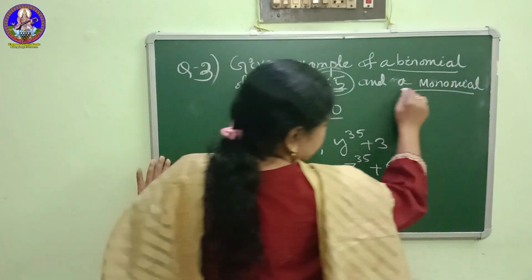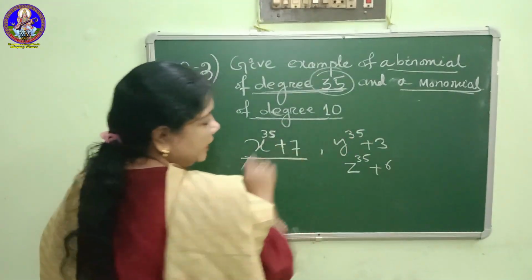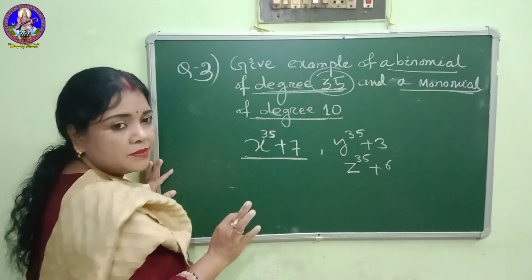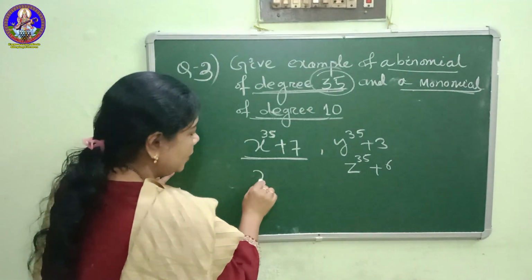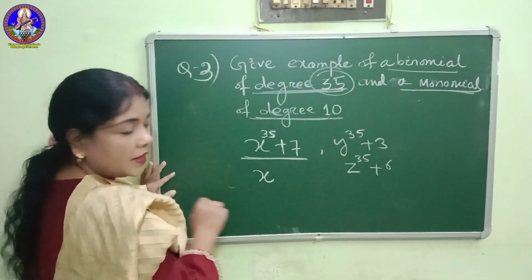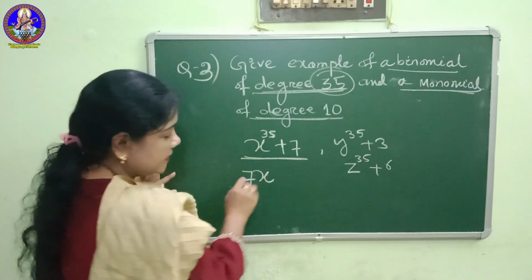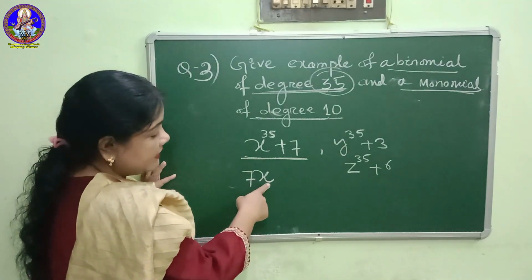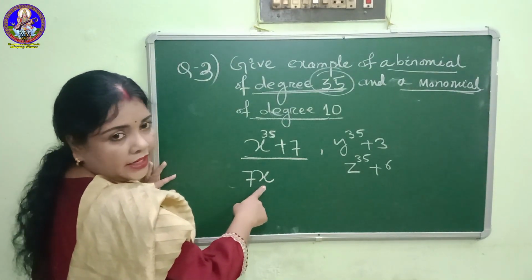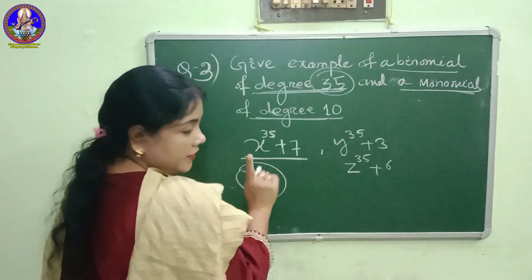Similarly, another question is a monomial of degree 10. Monomial means a single term. For example, 7x. 7 is a constant, x is a variable. If I write 7 into x, it forms a single term.